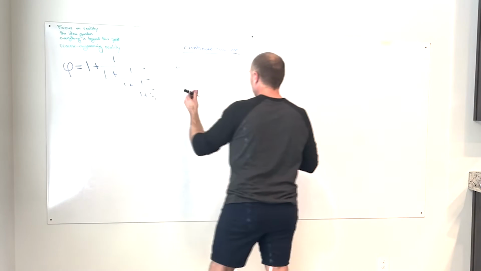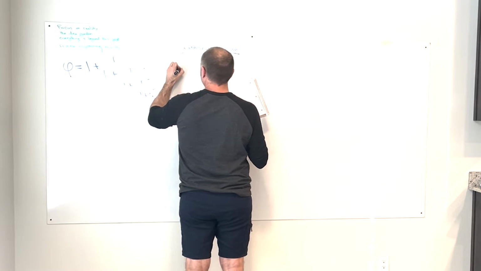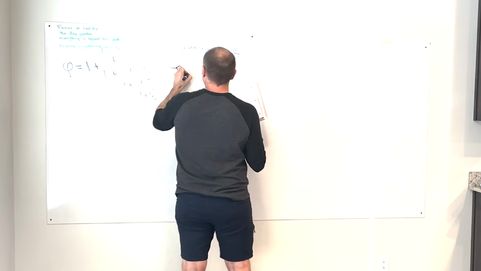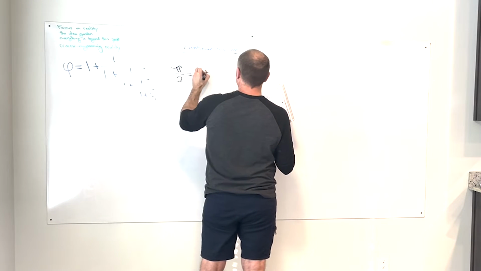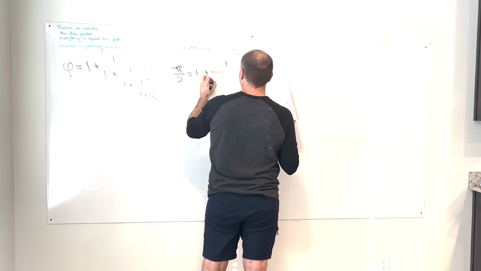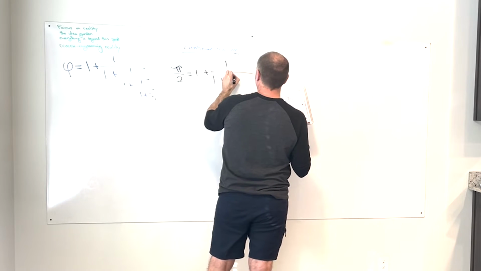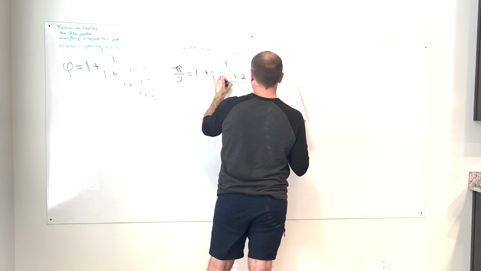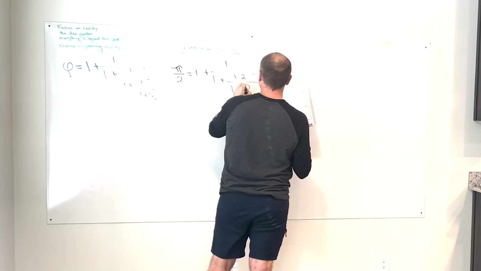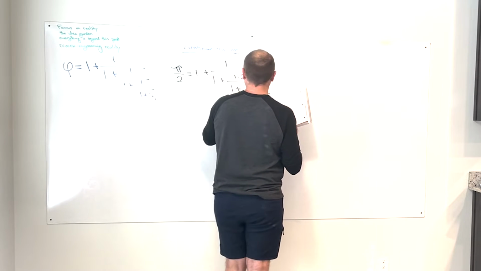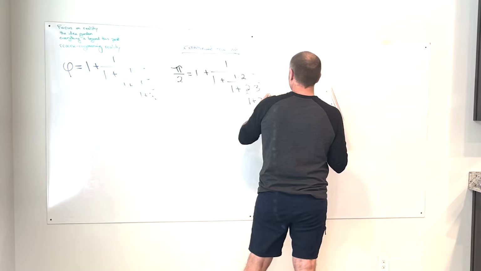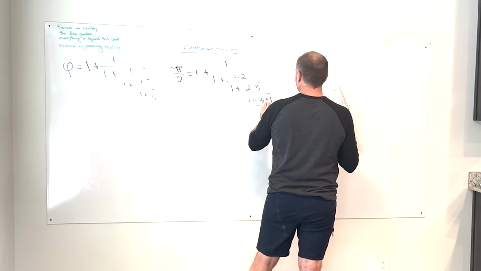Okay, you said you really loved pi. Yeah. I'm going to throw in 1 for pi over 2. Okay. It's equal to 1 plus 1 over 1 plus 1 times 2 over 1 plus 2 times 3 over 1 plus 3 times 4 over, and so on.